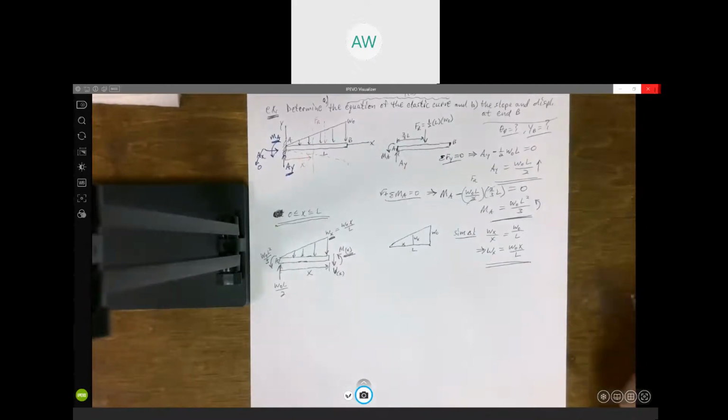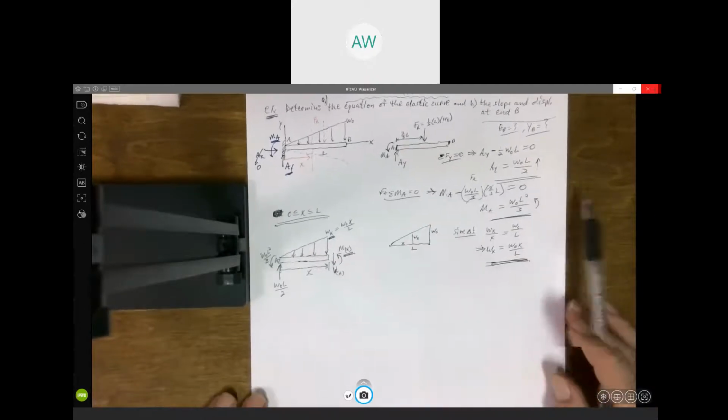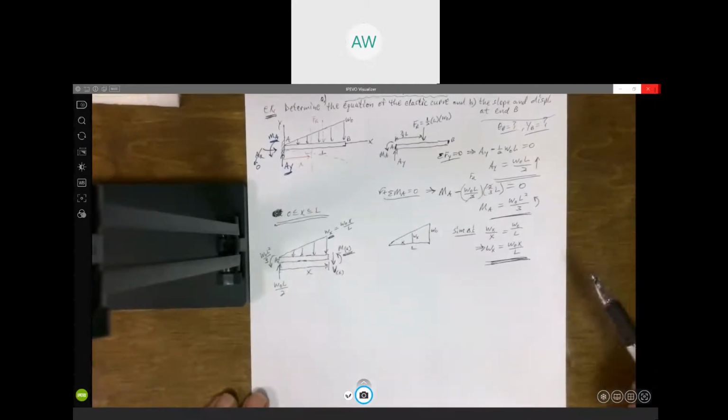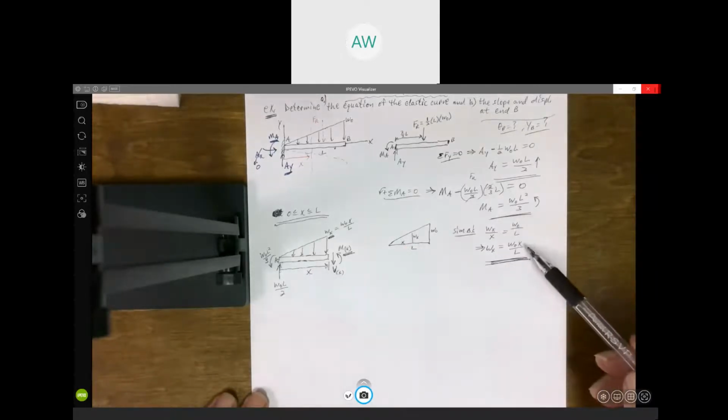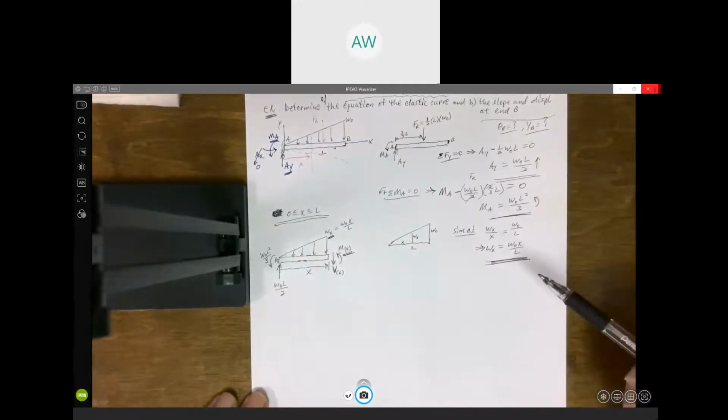All right, any question how we got the magnitude of the distributed load at this arbitrary distance x? And you can always check yourself, right? We know what it is at the end when x is L, so if you plug L in here for x, the L's cancel and you get w naught. So I know this is right.